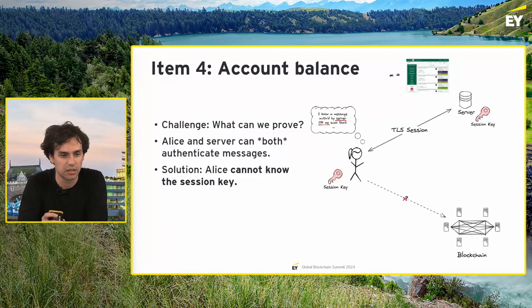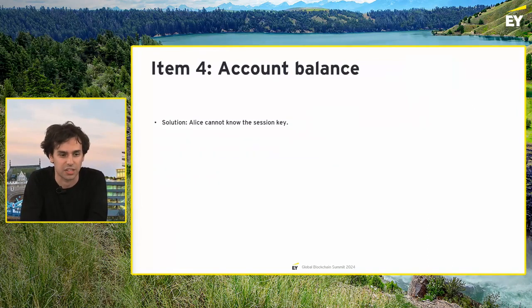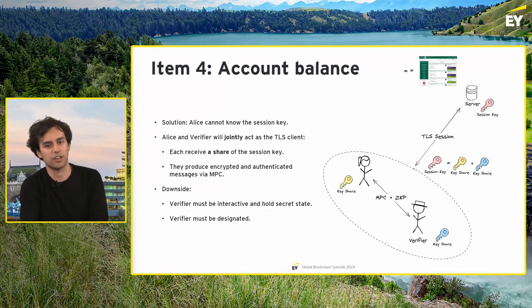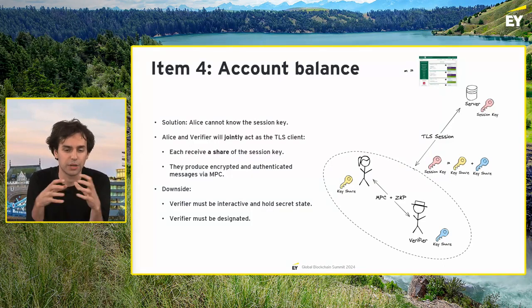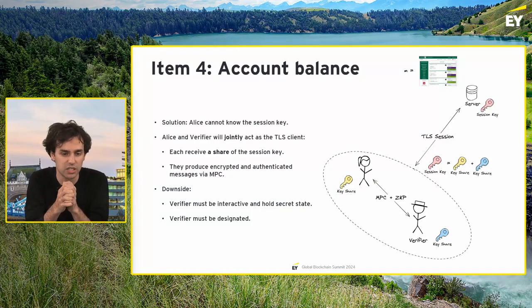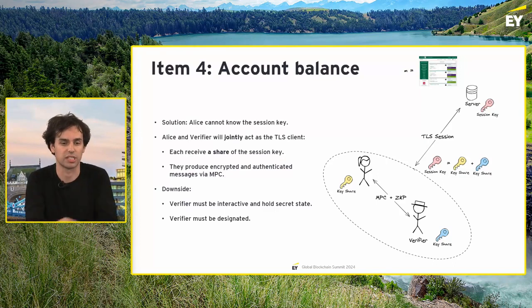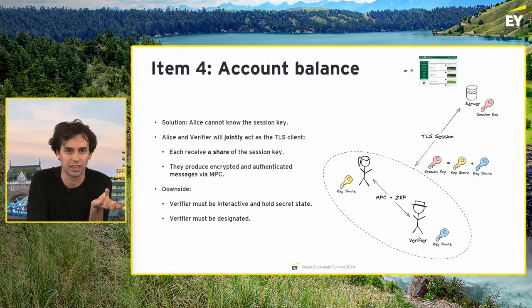Well, the solution is we make sure that Alice cannot know the session key. So this probably sounds a bit weird, right? If Alice doesn't know the session key, how do we have this TLS session? And here we introduce a new cryptographic primitive known as MPC, multi-party computation. So the idea is that Alice and a verifier will work together and pretend to be a TLS client. So Alice and the verifier each have a share of a key. So this is represented here with Alice having the yellow share and the verifier has the blue share. If these keys are combined, we get the session key, the same one that the server knows.